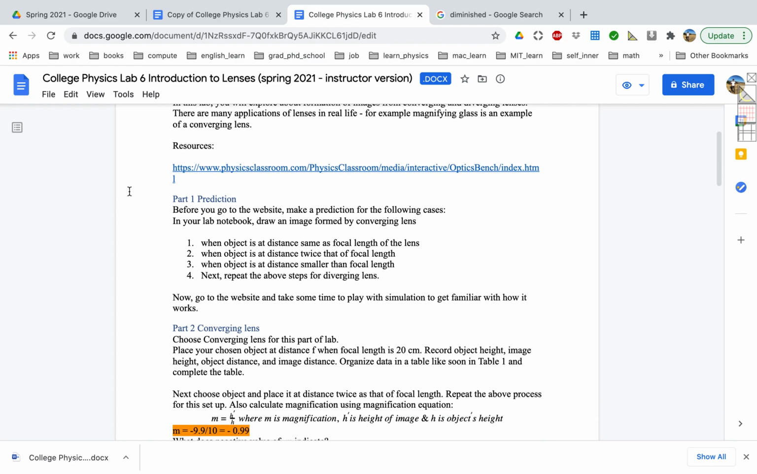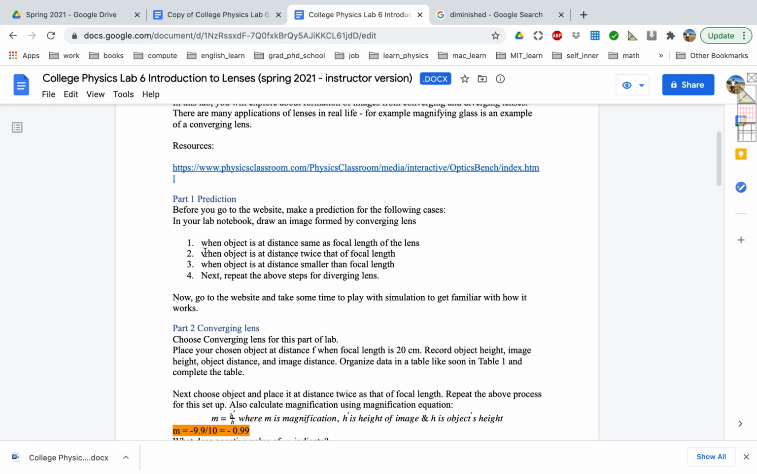Part one is predicting. So basically in the first part, students just make a prediction about what happens when the object is at a distance the same as the focal length of the lens. That means when the object is at a focal point.